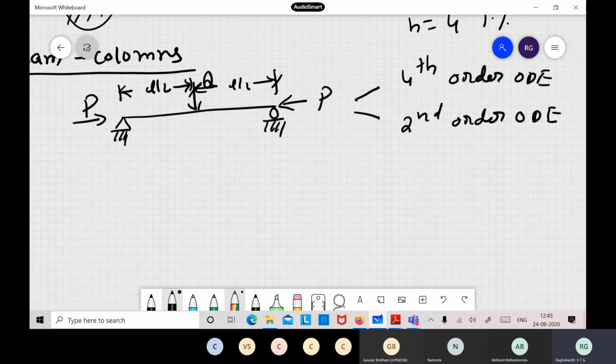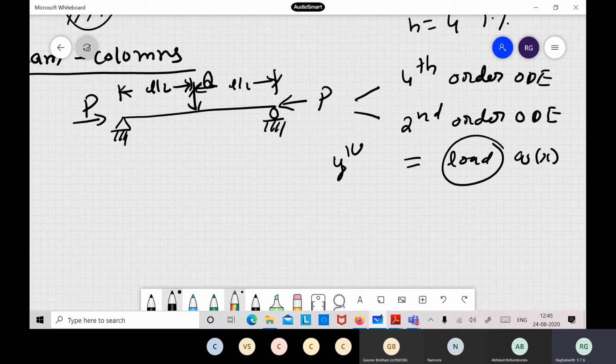See, these are concentrated loads actually. If you write a fourth order ODE, that is EI y'''' for this one, the right hand side you have to write the load, which is in terms of q of x. Now when you have a concentrated load, how do you represent it? Using a step function? What is a step function? A step function is like this, but a concentrated load is not a step function, right?